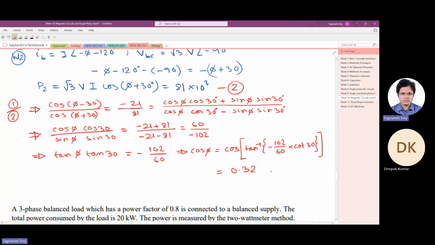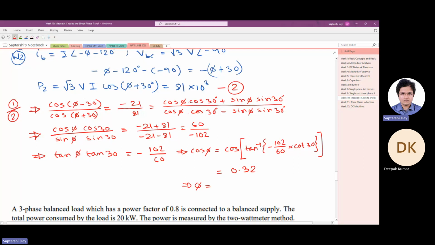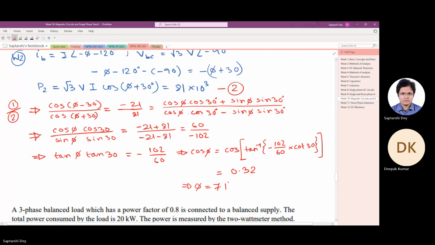Now, once you know cos phi, let us also find phi. So phi will be cos inverse 0.3216 whatever. We're already done. It's already 8 p.m. Phi will be 71 degree. I will quickly finish. 71 degree.